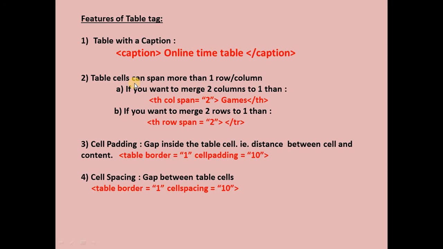Table cells can span more than one row or column. That is, if you want to merge 2 columns into one, then you can use TH colspan equals 2. If you want 3 columns to merge into 1, you can make it 3. And the word which has to be mentioned across all the 3 columns together as 1, you have to mention that word, and then you close the TH tag. If you want to merge 2 rows into 1, then TH rowspan, that is heading, TH is a heading as I said.